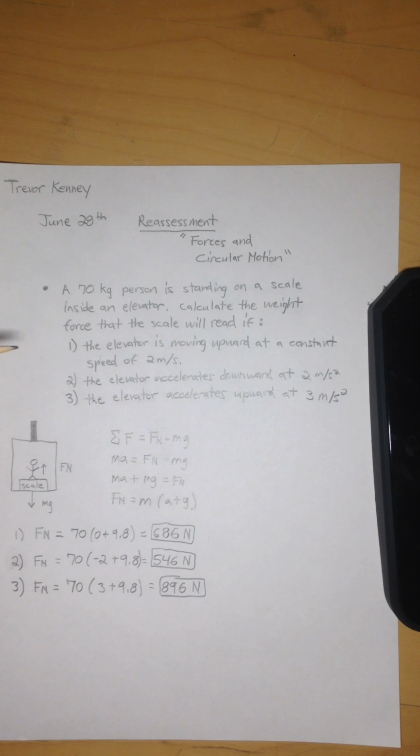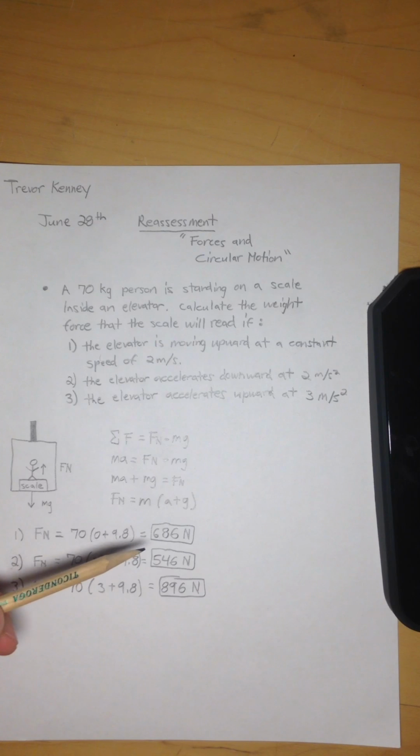So we started plugging in number 1, which reads, again, the elevator moving upward at a constant speed of 2 meters per second. So we know that an object moving at a constant speed has an acceleration of 0, so we plug in normal force equals 70 kilograms for the person, parentheses 0 plus 9.8, which is the known acceleration, and I plug that in to get 686 newtons, and that is our answer for the first one.